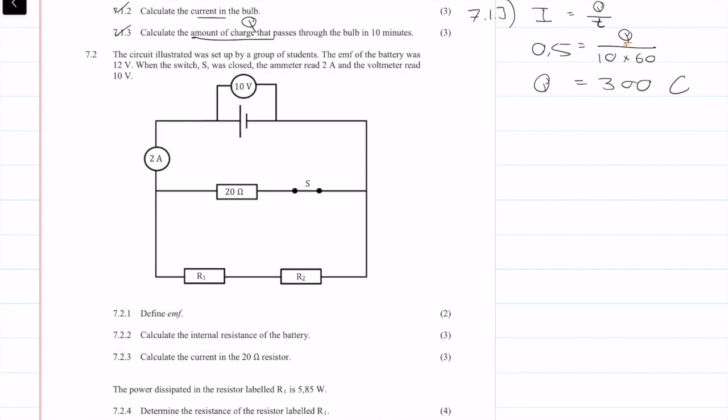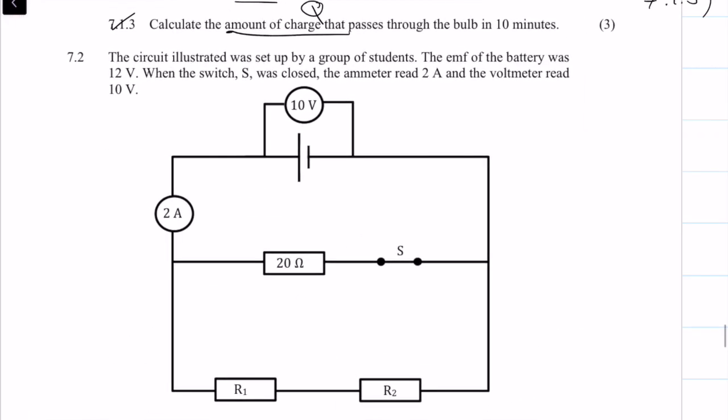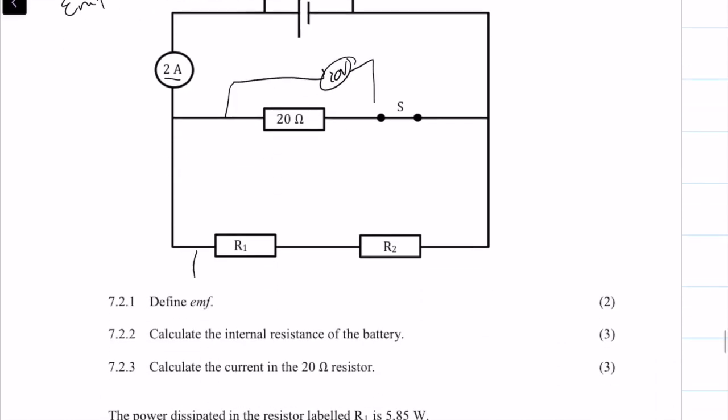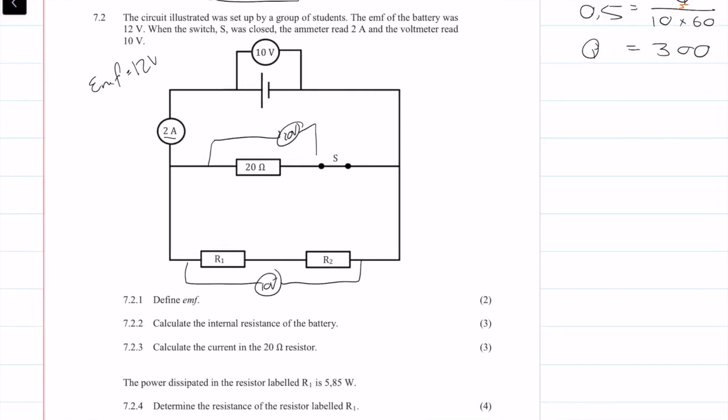Question 7.2. The circuit illustrated was set up by a group of students. The EMF of the battery was 12 volts. When the switch S is closed, the ammeter reads 2 amps, and the voltmeter reads 10 volts. That means the voltmeter across this branch also reads 10 volts. I'm also going to write that our voltage loss is 2 volts. That might come in handy later.